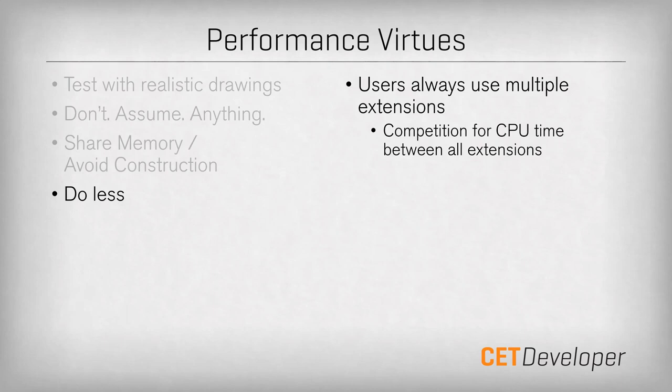So you're in competition all the time. You're sharing CPU with a lot more extensions than your own. You're sharing memory with a lot more extensions than your own. And on top of that, users' computers typically suck. They're usually not as powerful as yours, maybe not as much RAM as yours. So they have tighter constraints than you do.